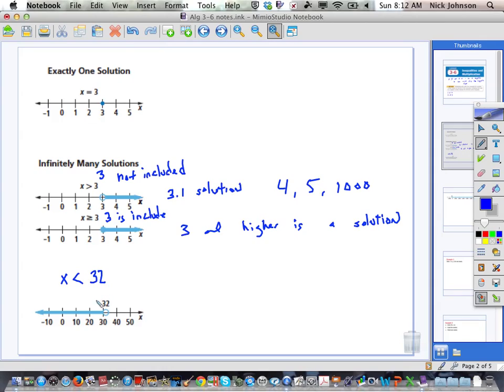Now, is this open or closed? Well, this circle is open, therefore we don't have an equal sign here. We only have an equal sign if this circle is closed. Okay? Open circle, greater than or less than. Closed circle, greater than or equal to, less than or equal to. Okay? Make sure you note that.